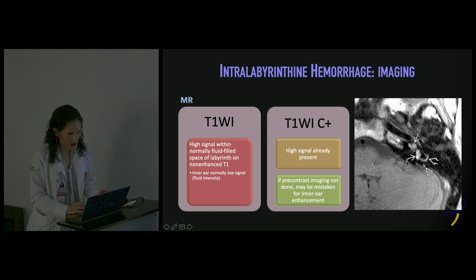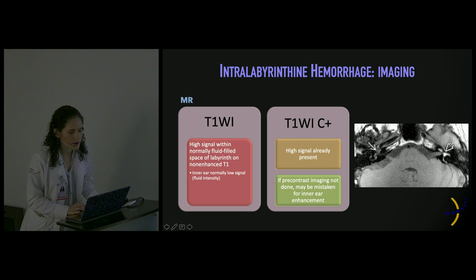It is important to perform pre-contrast imaging. We always do that, okay? But many centers may skip this imaging, and it's important to perform it. So this is another example. Look at the normal intensity of the inner ear. It is hyperintense because it's fluid, okay? And this is the hemorrhage. There is hyperintensity in the vestibule and in the cochlea.